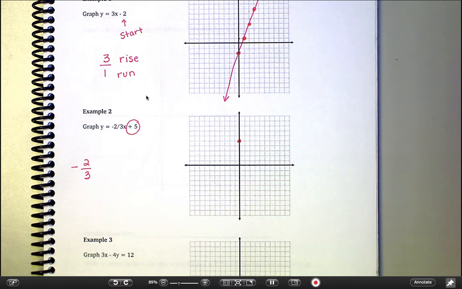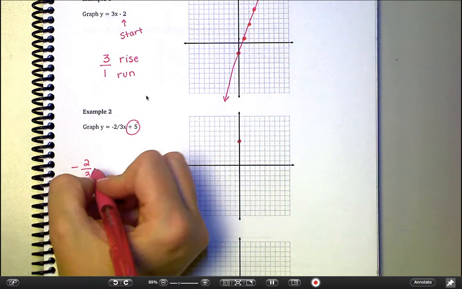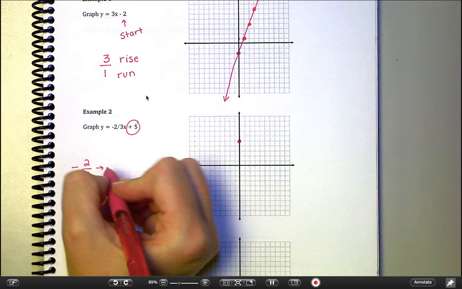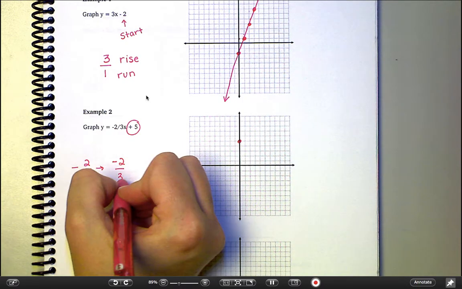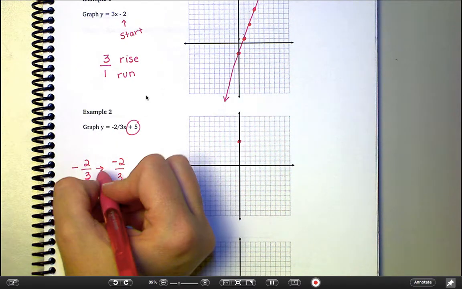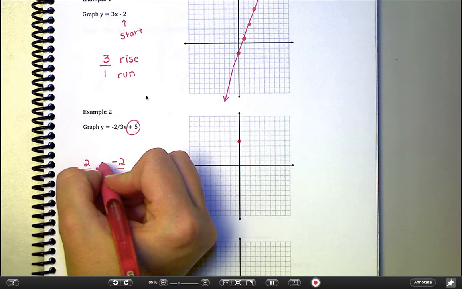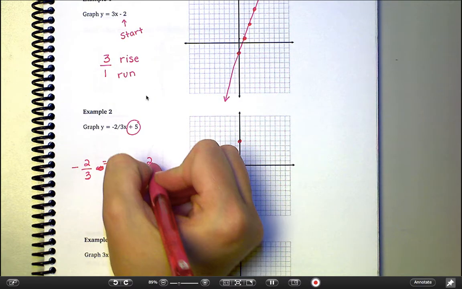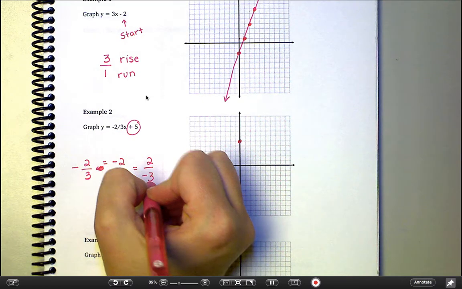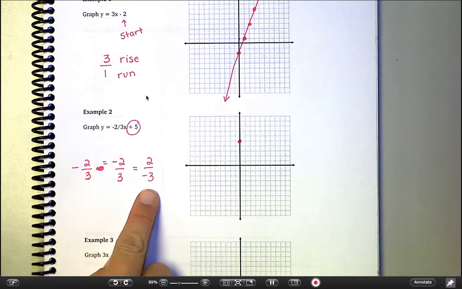Okay, that's kind of a trick question because you could put it either place. This is the same thing as negative on the top, positive on the bottom. I guess I should have put an equal sign instead of an arrow. It's also the same thing as positive on top, negative on the bottom. All three of these things that I wrote right here are exactly the same, okay?